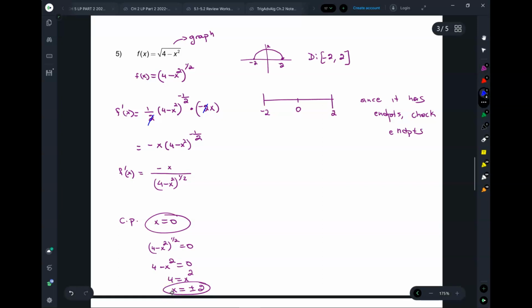If I plug in a 1 into f prime, here's f prime. Look at the denominator. Will that be positive or negative? Just the denominator. So 4 minus 1 to the half. Positive. And then the numerator? Negative. So the whole thing is negative. If I plug in a negative 1, the denominator will be 4 minus negative 1 squared, so positive, right? How about the numerator? Positive, so this whole thing is positive.